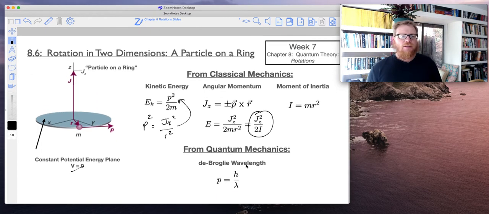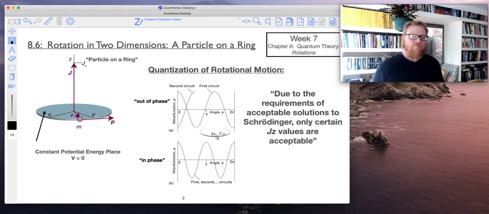So let's smash these equations together, okay? Oh, excuse me, not yet. First, we have to talk about how to quantize this, how to make this acceptable for quantum mechanics. So we have what's called out-of-phase rotation and in-phase rotation.